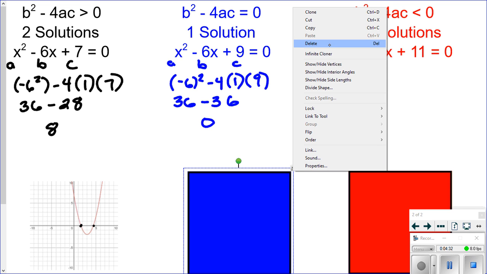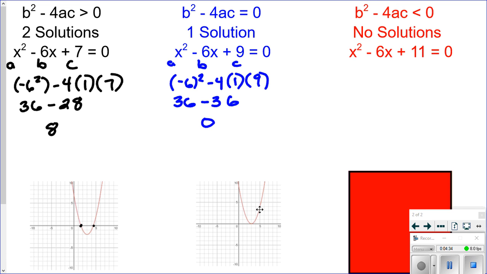Let's look at the graph of that. You can see it only makes contact at one place on the x-axis, and that's right here, and that's actually at the vertex. So the vertex is on the x-axis. Again, the fact that the discriminant was equal to 0 lets me know that there's only one solution, which also tells me that the vertex is on the x-axis, which can be useful to know.